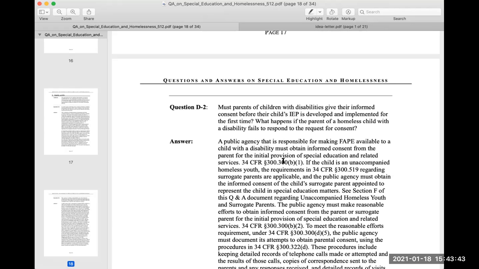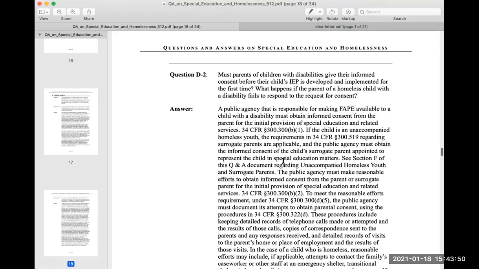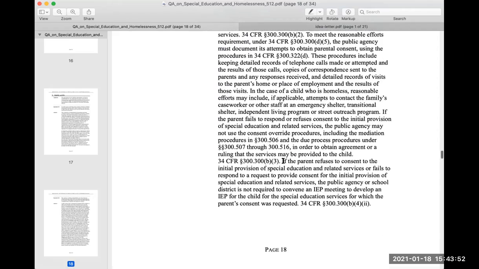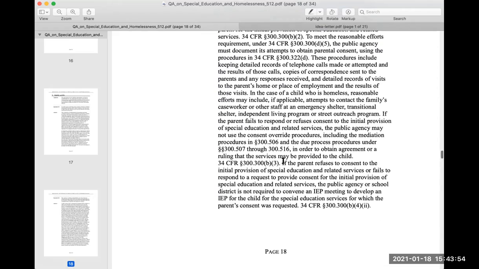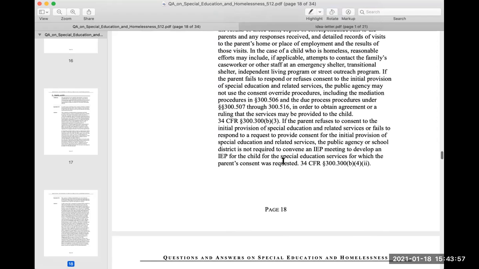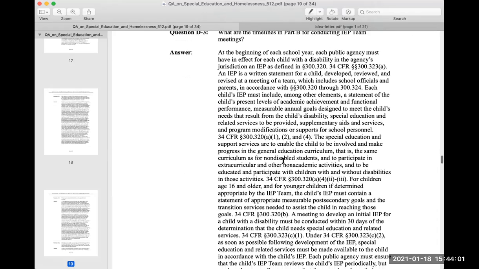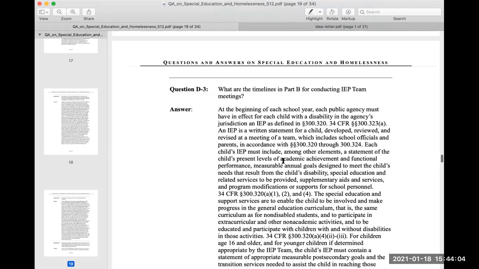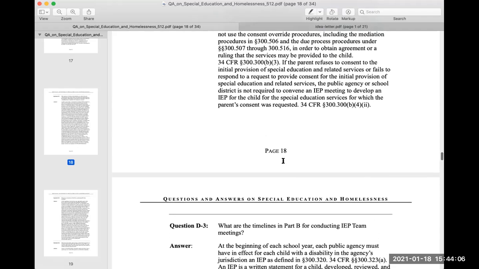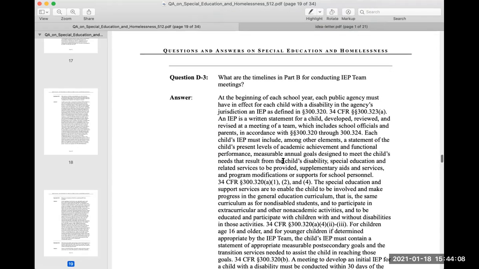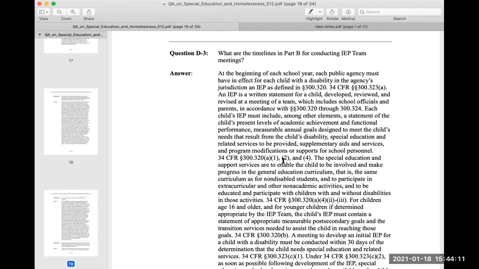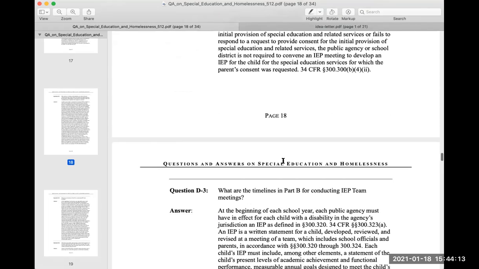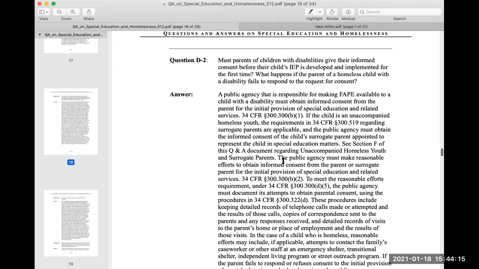If the homeless child is an unaccompanied homeless youth, as defined in Section 725(6) of the McKinney-Vento Act, the requirements for appointment of surrogate parents in 34 CFR paragraph 300.519 would be applicable, and the requirements for eligibility determinations that are applicable to parents would apply to the surrogate parent appointed to represent the child in special education matters. See Section F of this Q&A document regarding unaccompanied homeless youth and surrogate parents.